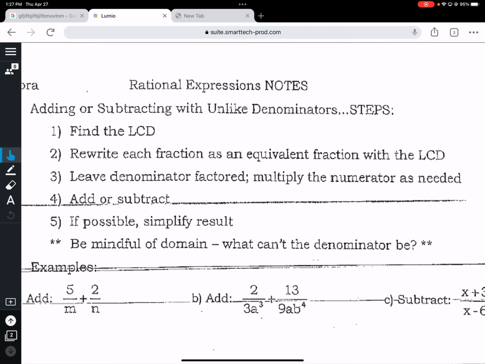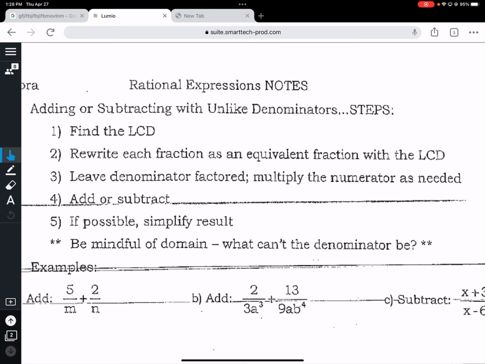All right, so we're looking to find, these are more unlike denominators. And it says to find the least common denominator, which we've just worked through. Rewrite each fraction as an equivalent fraction. Leave the denominator factored. Tells you right there. Don't put the denominator back together. But you'll multiply the numerator as needed. So you combine your numerator, but leave your denominator factored. And then add or subtract accordingly.